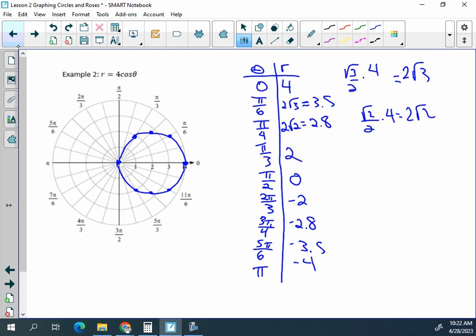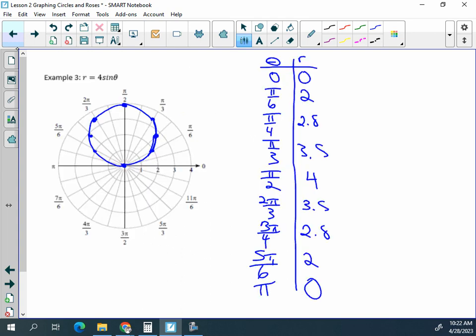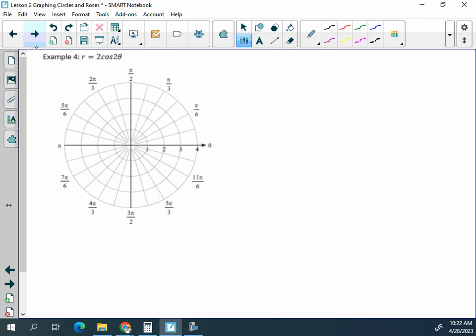Go back to my cosine example. Notice that your circle has a diameter of 4, which was the number in front of our cosine, and it's centered right there with 2 in the middle. So it's centered on your x-axis. And then finally, if r equals a sine theta, the figure is, again, a circle, but this time it's centered on the y-axis. And notice that, yes, we're centered on the y-axis. My diameter, again, is 4. Half of that is 2, and that's where our center is on the y-axis. All right, so now we're going to graph our other type of figure for today.